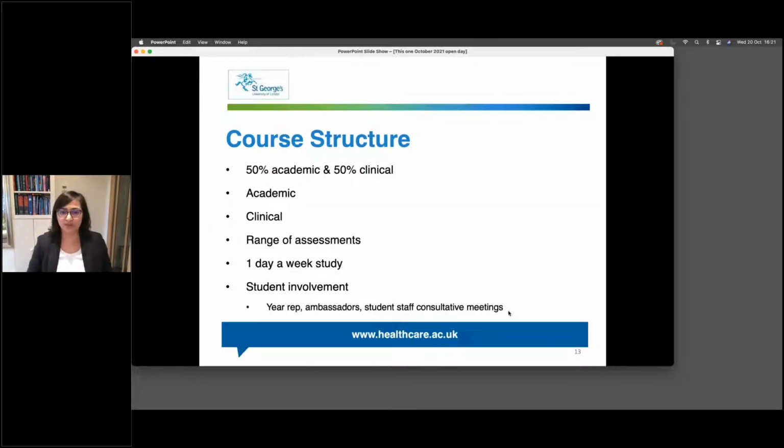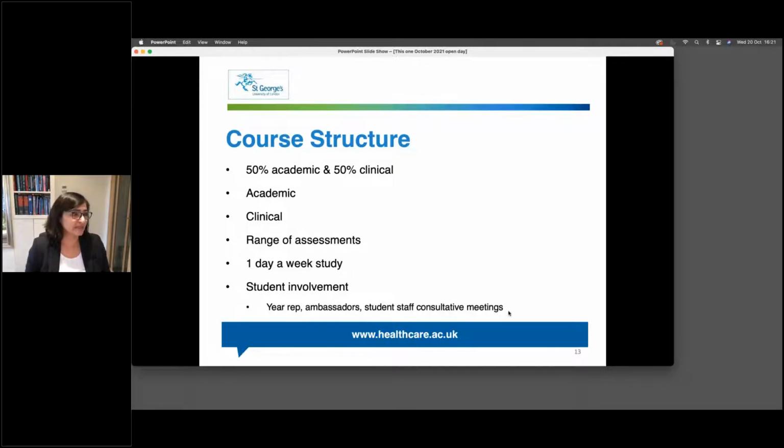Right, so core structure, the important bit that you want to know, is 50-50. So you spend half your time in academic and half your time in clinical practice. So you have academic blocks, then you have a clinical, then you have another academic block, and then a clinical. But you'll also get holidays as well. You'll have 1 day off a study during your academic block and 1 day off study in your clinical block. I'm just looking at the time because I might talk too much.